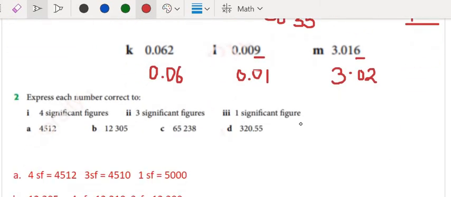Now we are going to see how to make it significant figures. So we have the number 4512. Question A. First they are asking us to round it to four significant figures. That is, all four digits should be non-zero. You can see that the given number itself has all four digits non-zero. So the answer for A, subdivision 1, is 4512 itself.